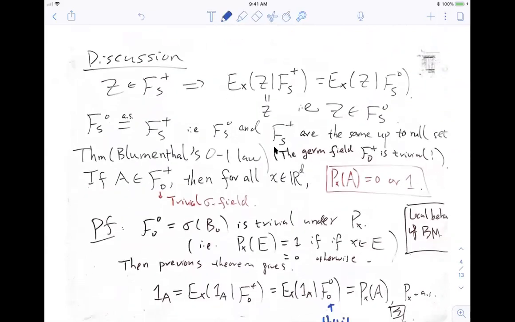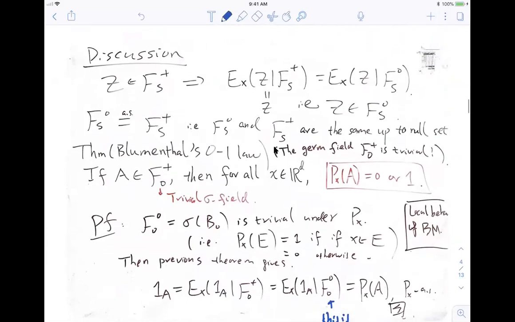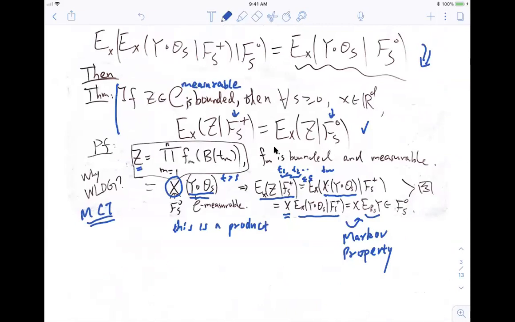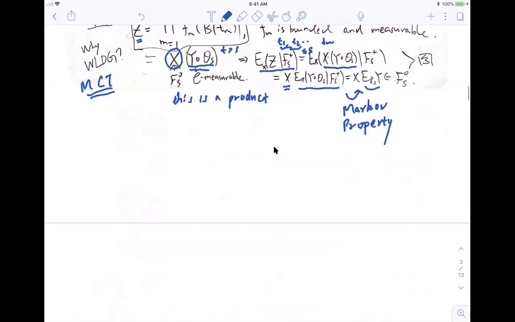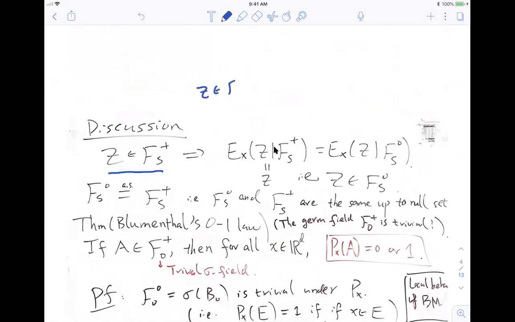the same. So this is the discussion. In the previous theory, we have this: you do the projection onto F0, which equals the projection to F0. So now if we choose Z, first, if Z is an F0 variable, of course Z is an F0 plus variable.